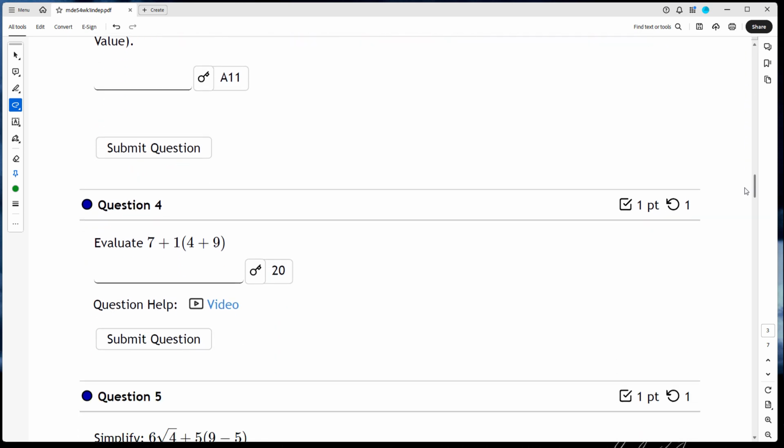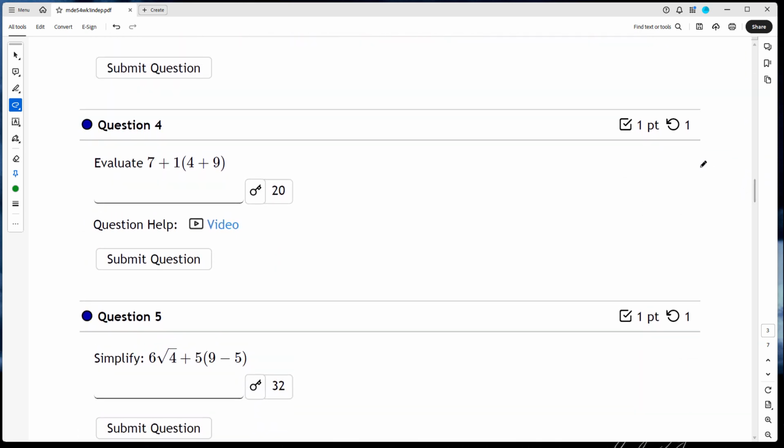That was number 3. And number 4, another order of operations. I can write PEMDAS at the top here. Please excuse my dear Aunt Sally. And I write the expression underneath it. I'll have to take care of my parentheses first. 7 plus 1, parentheses 4 plus 9 is 13.